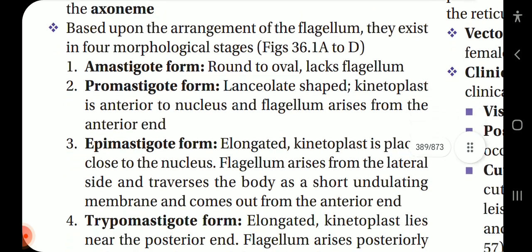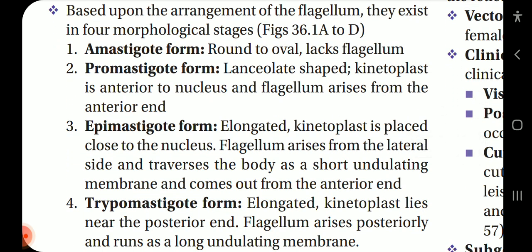Based upon the arrangement of the flagellum, they exist in four morphological states. Amastigote form: round to oval, lax flagellum. Promastigote form: lanceolate shaped, kinetoplast is anterior to the nucleus and flagellum arises from the anterior end.